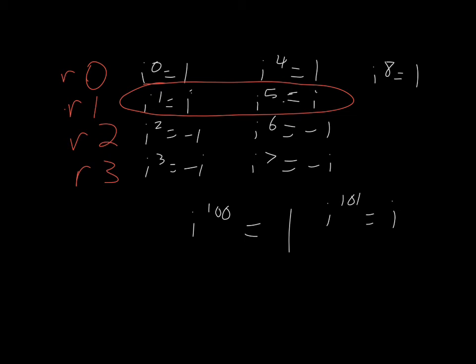So let's take, for example, i raised to the 145th power. Well, if we divide 145 by 4, it goes in 36 times. But 36 times 4 is 144, which means the remainder equals 1. Well, if the remainder is 1, we can see it is the first row up here, which is remainder 1, and the result is just going to be i.